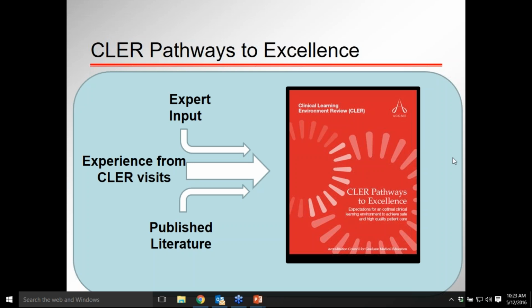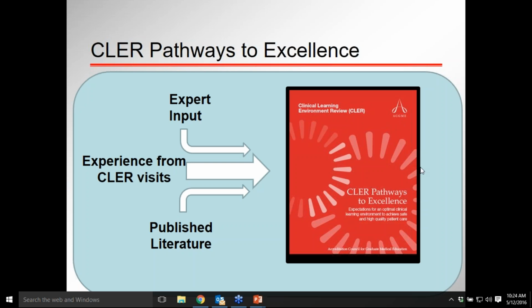It's a pretty dense document, but what it does is it breaks down each of the 6 pathways into sub-pathways, and it gives you a sense for what the site visitors are assessing when they come to your institution. So next slide.